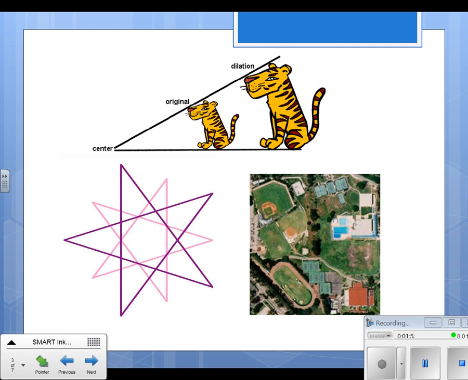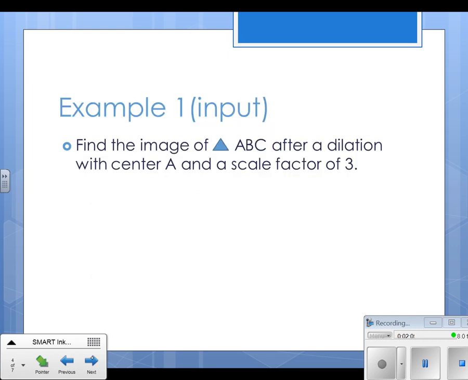It's all in proportion. So you look at the tigers at the top, they're in proportion to each other. The stars are in proportion. They look the same, they're just different in size. Same with the map. So we use dilations all of the time.